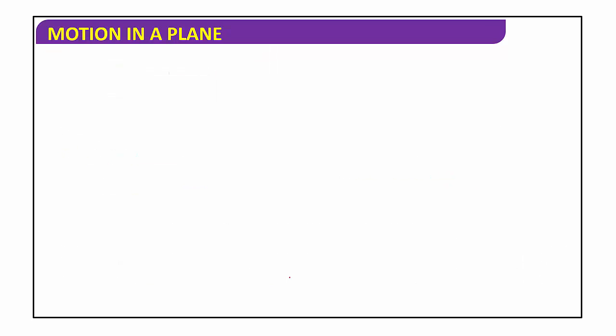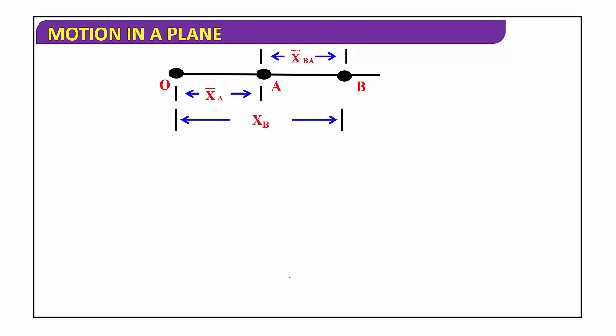So I am going to show you the diagram here. This is the origin O. From the origin, two objects are moving in a straight line. The first object is A, the second object is B, right? So observe now, XA gives the position of the first object, XB gives the position of the second object.